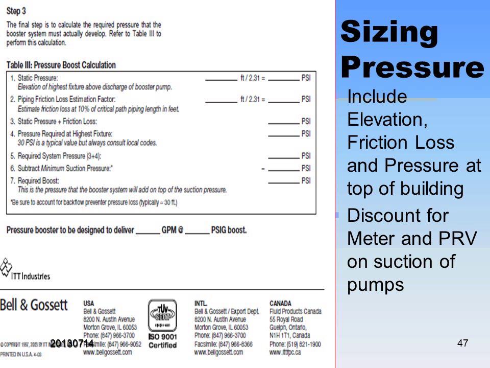The final step is to calculate the required pressure that the booster pump has to develop. So here's a table for pressure boost calculation. We look at the static pressure, the elevation, the friction loss, the required system pressure, what's it take to get there, and this will give us our PSI boost. So now we have the GPM from the previous slide where we got the fixture units and added the GPMs of cooling towers or whatever and got our GPM load, and now we have our PSI.